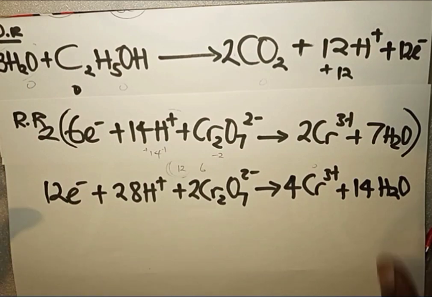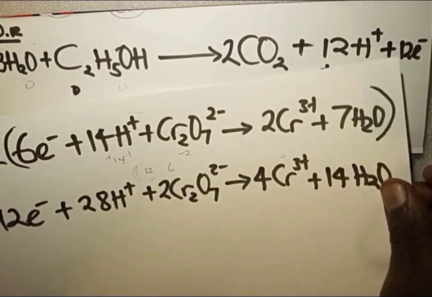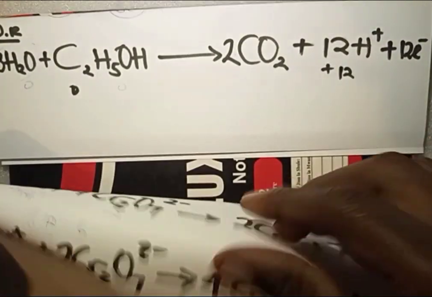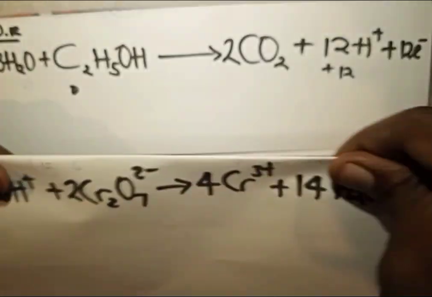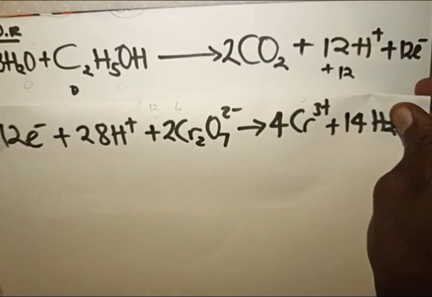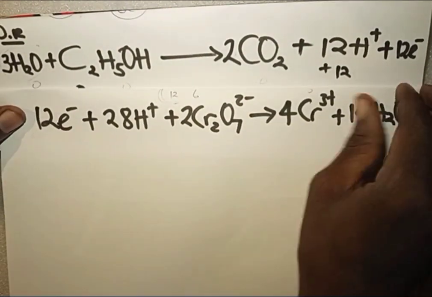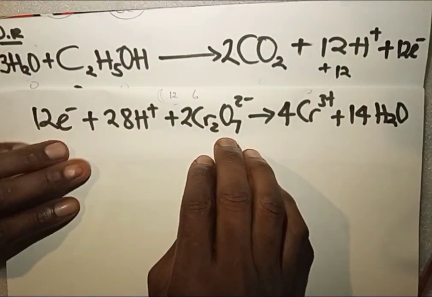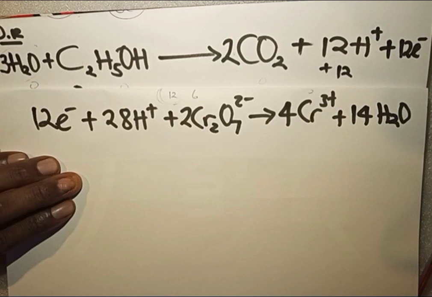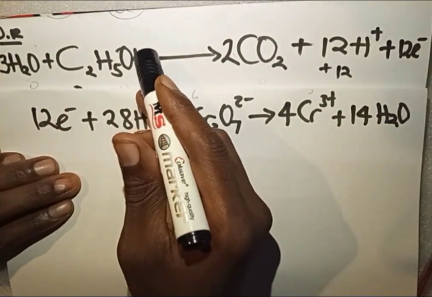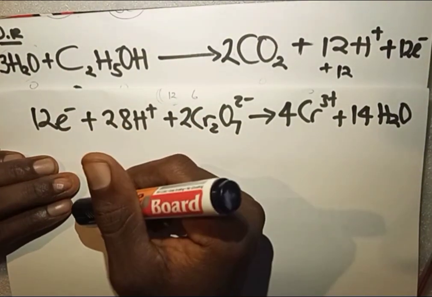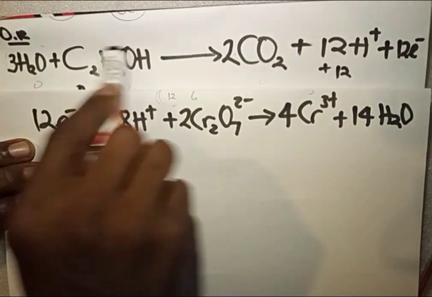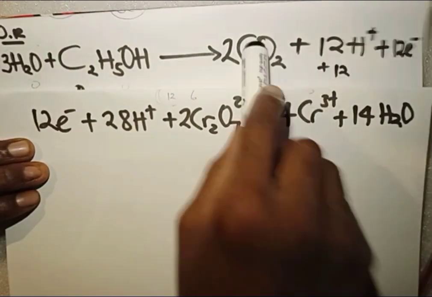Since it is balanced, I'm going to fold this paper also, don't get confused. This is now unnecessary. The one which is on top is unnecessary. We're moving 2 equations together. I'm putting it here now. We have these 2 equations. The electrons lost and the electrons gained are now equal. So what are we going to do? We are going to add all the reactants together and all the products together.